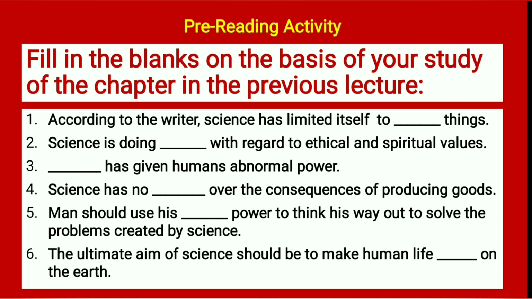So, first is according to the writer, science has limited itself to dash things. Number two, science is doing dash with regard to ethical and spiritual values. Number three, dash have given humans abnormal powers. Number four, science has no dash over the consequences of producing goods. Number five, man should use his dash powers to think his way out to solve the problems created by science. And number six is the ultimate aim of science should be to make human life dash on this earth.